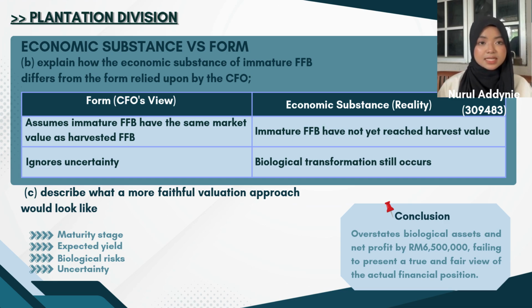Secondly, the CFO focuses only on the form, which is the market price of harvested FFB. However, the economic substance is different because immature FFB are still undergoing biological transformations, cannot yet be harvested, and are exposed to risks that may affect their final yield and value. A more faithful valuation should estimate fair value by considering the maturity stage, expected yield, biological risk, and uncertainty before determining the fair value less cost to sell. Therefore, the CFO's method overstates both the biological assets and profit, resulting in financial statements that do not faithfully represent the company's actual financial position.